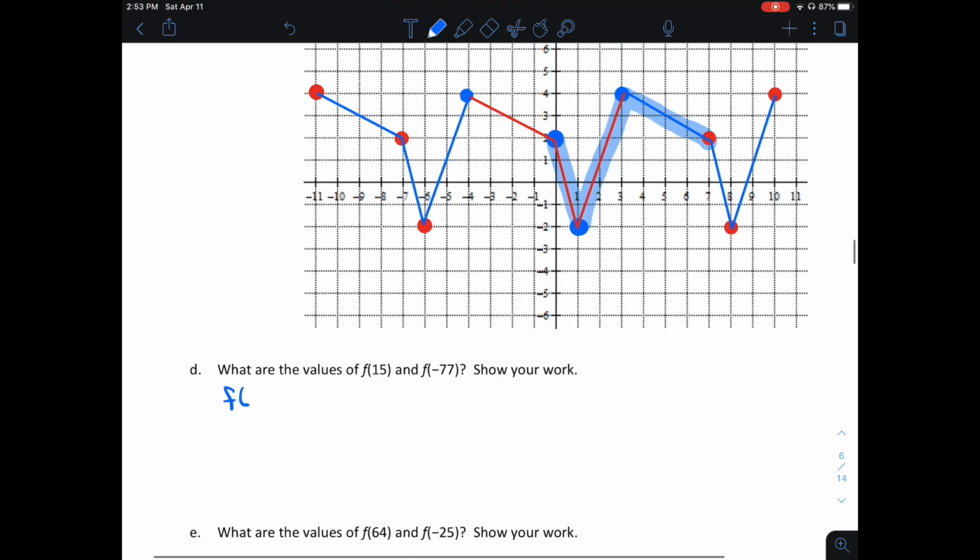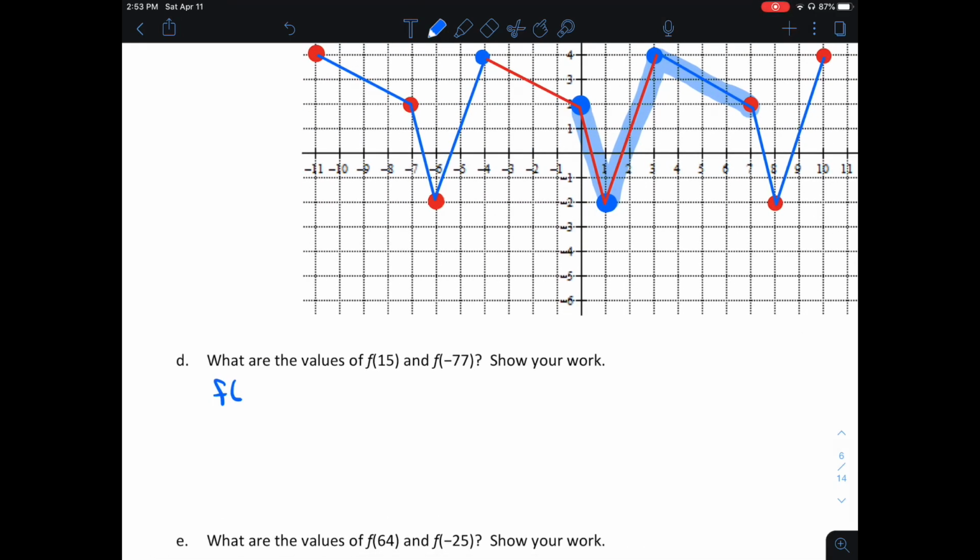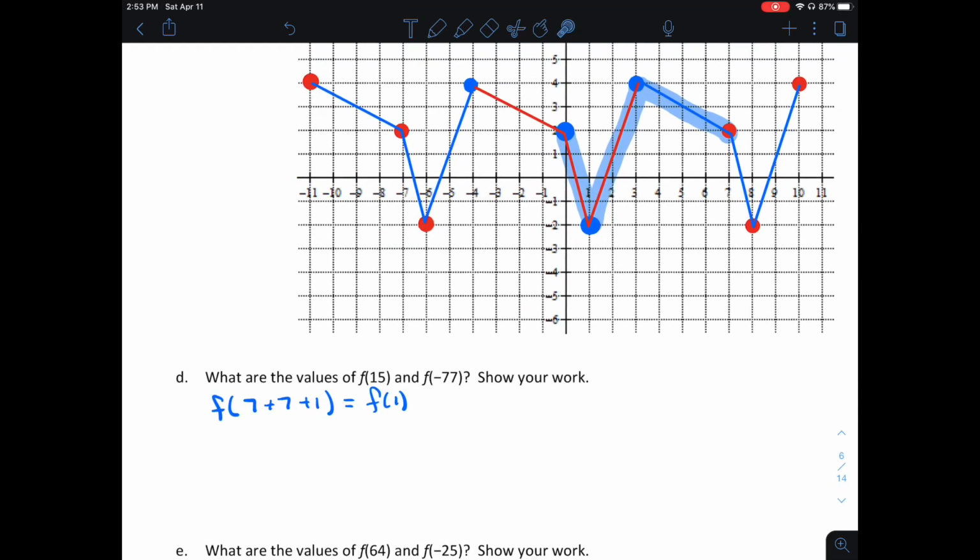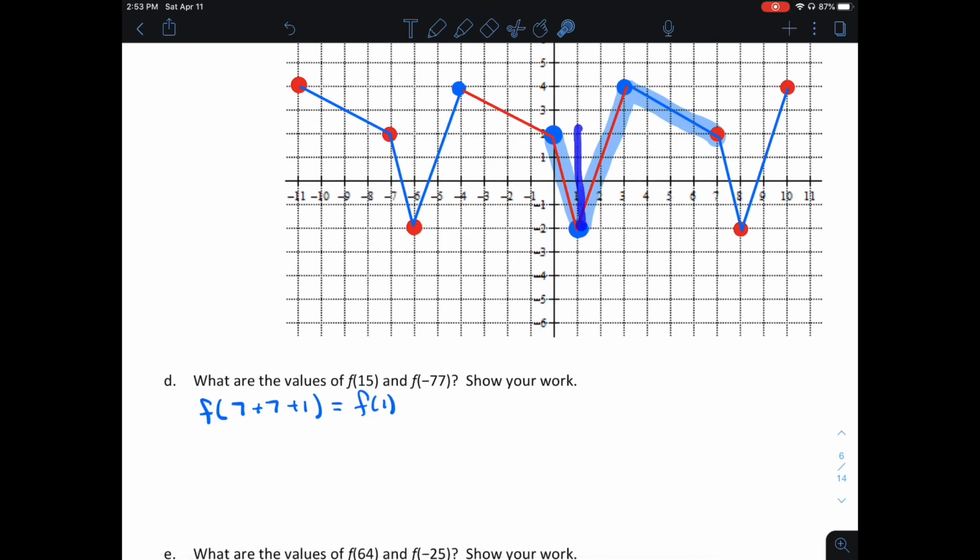So here's what I mean. I'm going to take the number 7 and add it as many times as I have to till I get to 15. 7 plus 7 is 14. That's 2 cycles. And if I add a 1 to that, that's equivalent to 15. 7 plus 7 plus 1 is 15. The 7 and the 7 don't do anything. That puts you right back in the same spot. It's this 1 that takes you someplace. This is equivalent to f of 1. So if I look here on my first cycle, what is f of 1? It's negative 2. Therefore, f of 15 is negative 2.